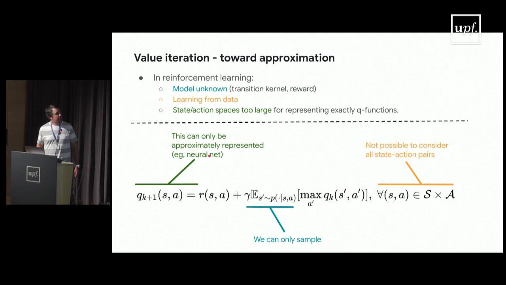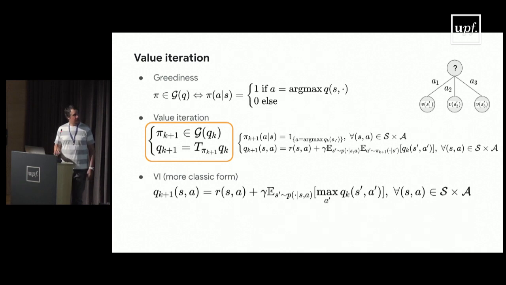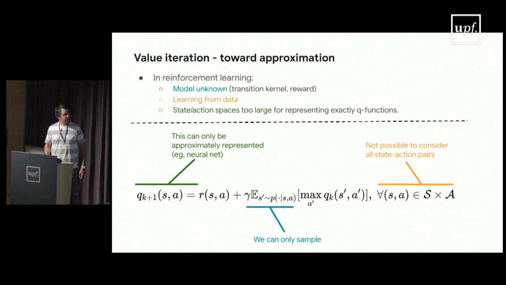And then the question is, you can do value iteration if you know the dynamics, the transition kernel, you know the reward function, the state space is small enough, the action space is small enough, you can compute everything. You apply this scheme for an infinite number of iterations and it will converge towards the optimal policy. But often you have a number of issues.